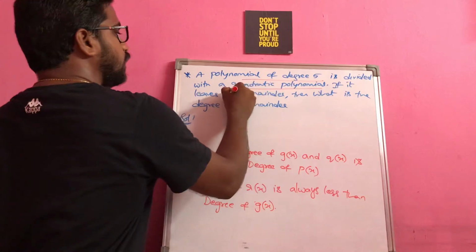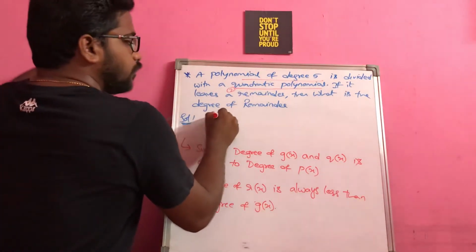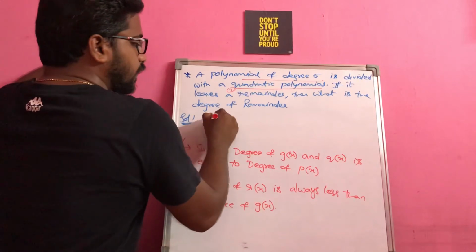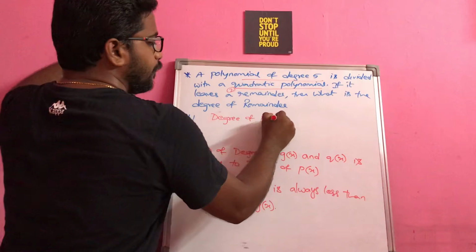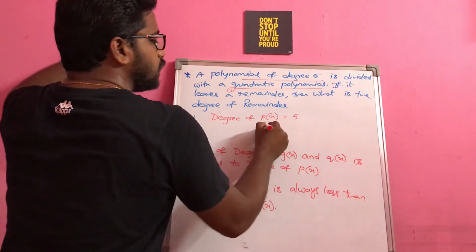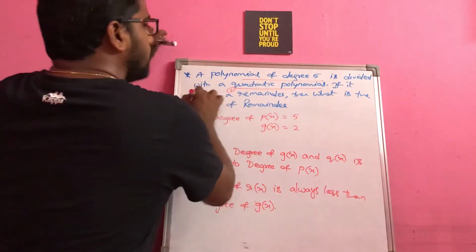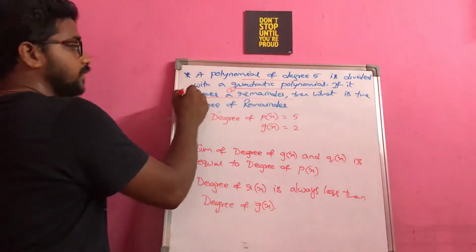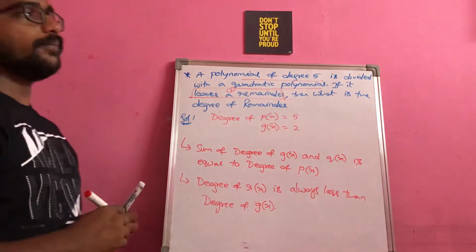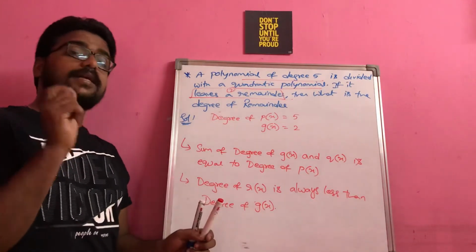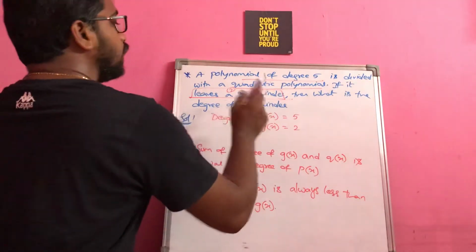Quadratic means here degree is 2. So that means p of x, the dividend degree is 5, divisor degree is 2. And they are saying it leaves some remainder. You have to understand what it means by leaves a remainder. Leaves a remainder means it is not exactly divisible. That is the point you have to remember. What is the degree of remainder?